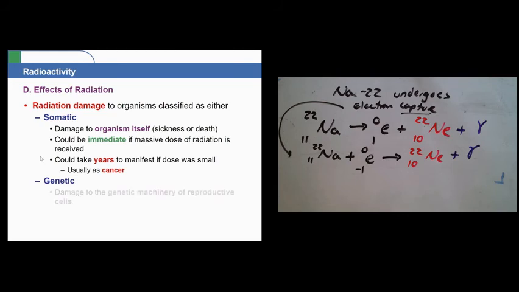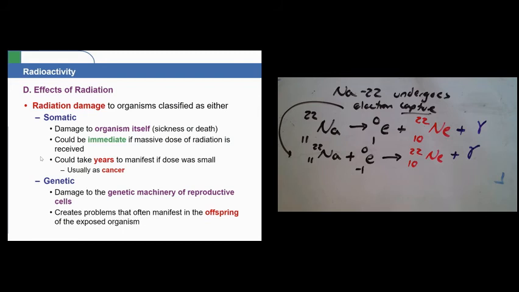Now, genetic is damage to the genetic machinery of reproductive cells. Now, the key thing is this creates problems that often manifest in the offspring of the exposed organism. I cannot tell you how many times people say, oh, if I get radiation exposure, I'm going to become a mutant. All right. Despite what you read in comic books or watch in movies, no, if you get exposed to a whole bunch of gamma rays, you're not going to become the Hulk. Instead, you probably just die or get cancer.